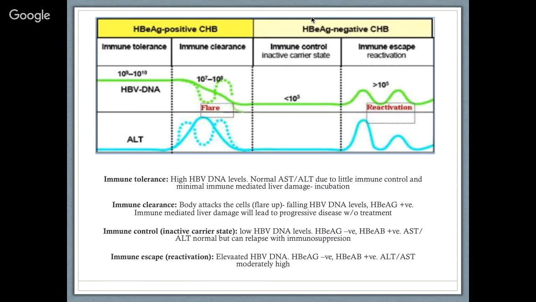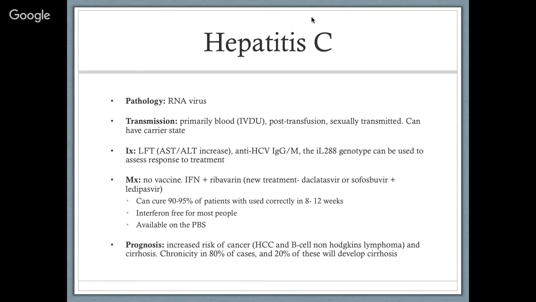Hep C is the one that's more common in the IVDU population. Primarily blood transmission, so post-transfusion, sexually transmitted, and you can be a carrier of Hep C. There's an IL-288 genotype that isn't usually assessed, but it can predict response to treatment for Hep C.